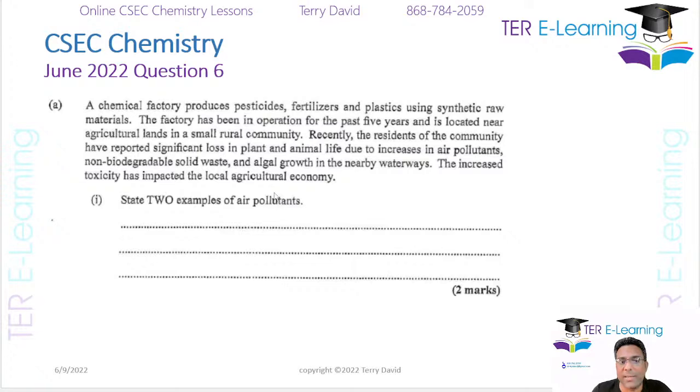So now if you notice, they said plastics, eh? So if you have plastics there, we could potentially have air pollutants, CFCs could be one. Right, you can have SO2. Yeah, they said they're producing pesticides and fertilizers, right? So you can have NO2, right? All of these things can be produced here, but they want two examples of air pollutants, right?